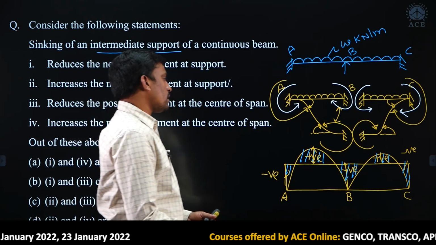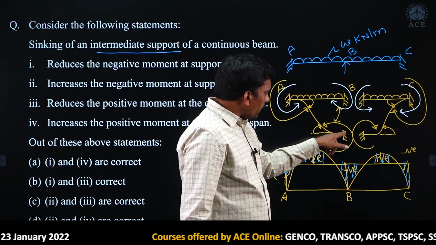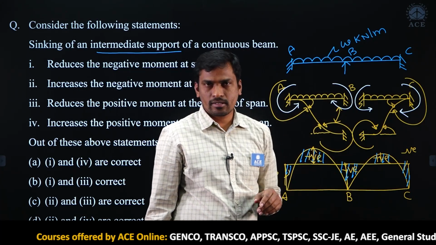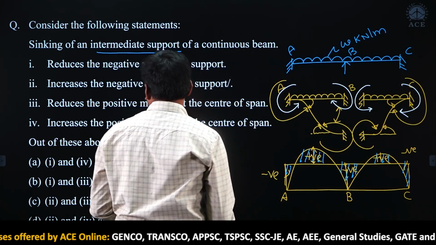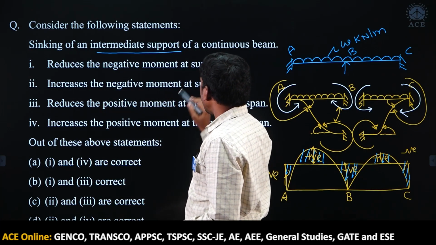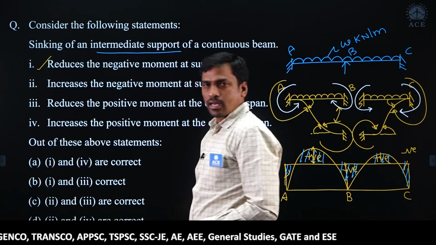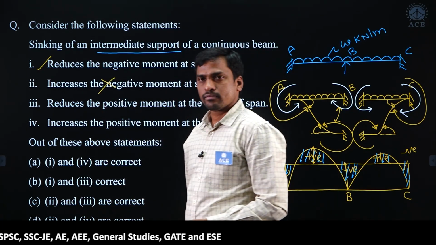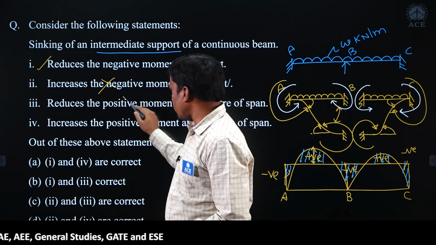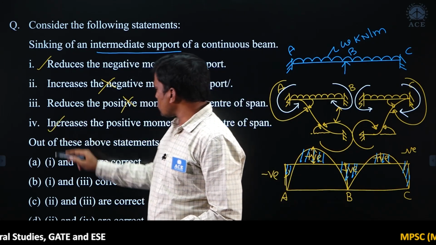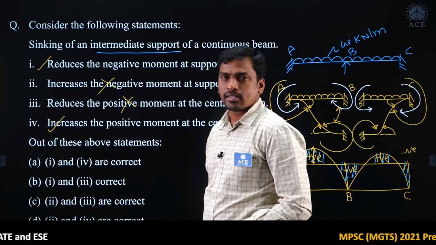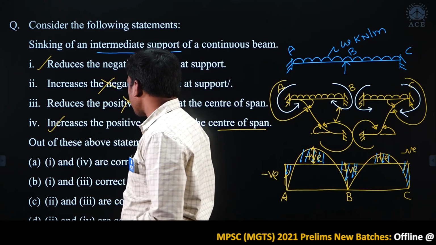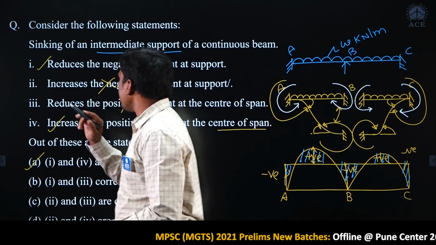So students, negative moment will decrease, both are in different directions, but positive moment will increase. So here, reduce the negative moment at support, yes, option 1 is correct. Increase the negative moment, no, this is wrong. Reduce the positive moment, no. Increase the positive moment at center of span, yes, it is correct. So option 1 and 4 are correct, then option A is correct.